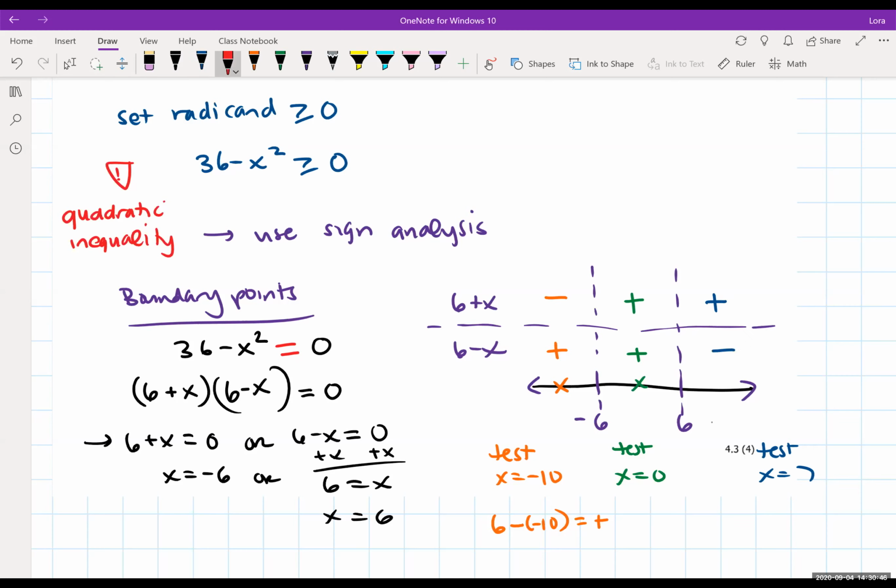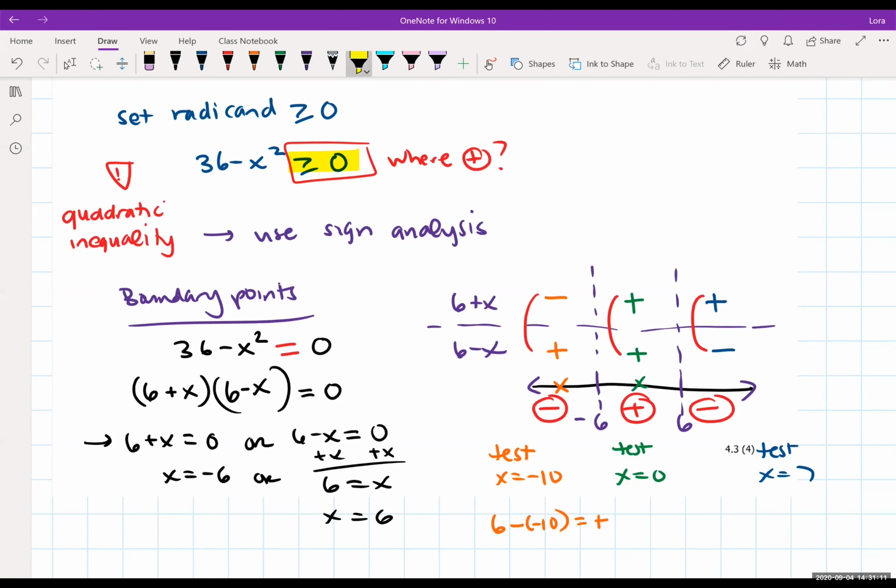Now we multiply the signs vertically. Negative times positive is negative. Positive times positive is positive. And positive times negative is negative. So now we have our regions. We go back to the inequality we were trying to solve. It's compared to 0 as greater than or equal to 0, which reminds us we need to find where we have positive regions. Right away, we see that it's in between negative 6 and positive 6. So the solution to this inequality is negative 6 to positive 6. We have greater than or equal to, so I have brackets.